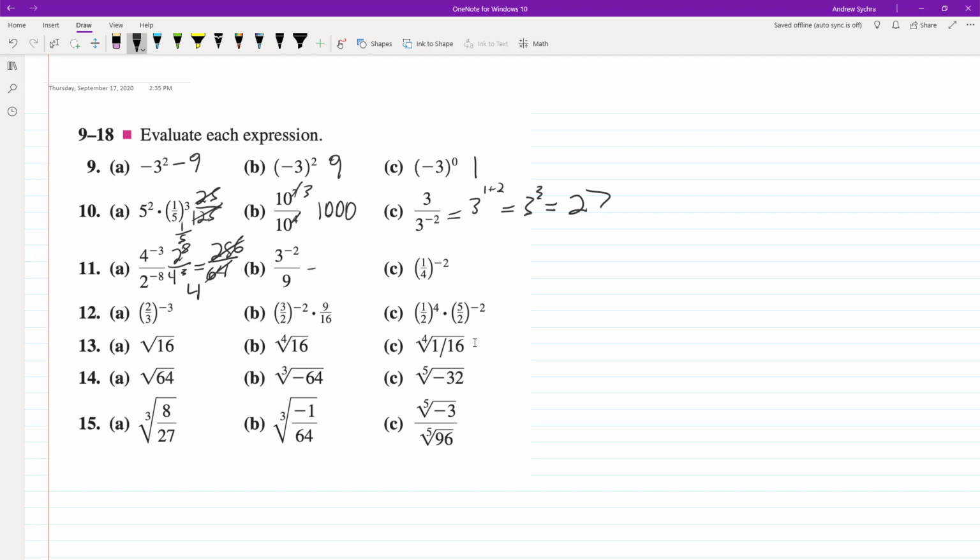This is equal to 1 over 81, because the 3 goes on the bottom, 3 squared. It's 9 times 9. 64. 27 over 8. This is going to be the same thing as 2 squared over 3 squared, so it's going to be equal to 4 over 9.